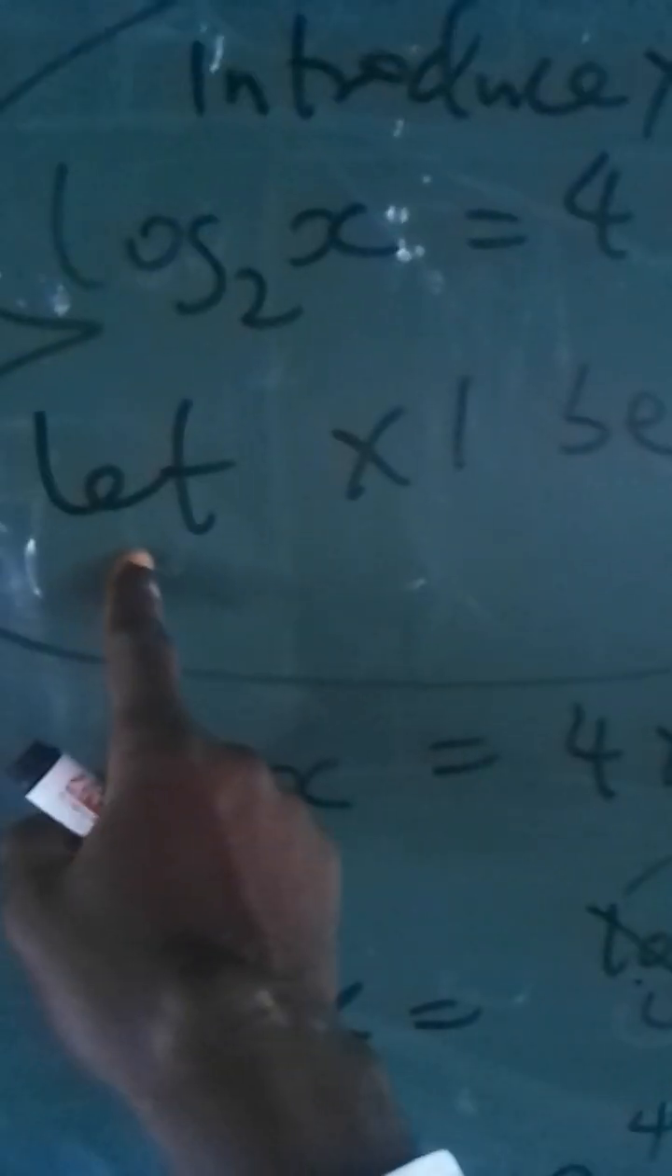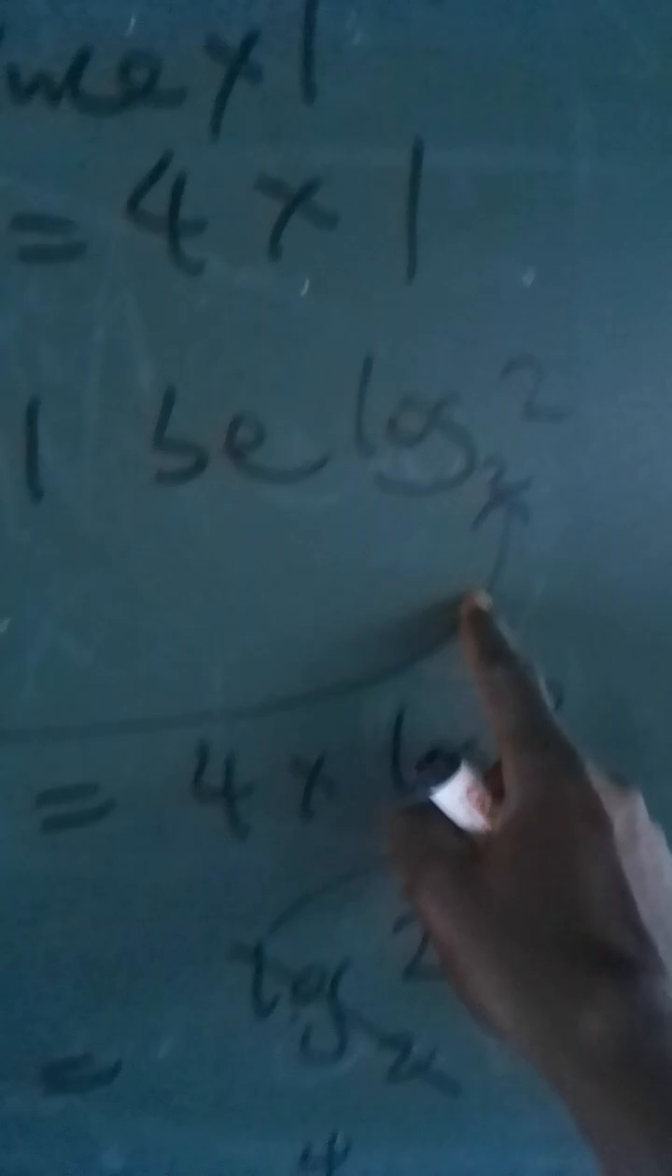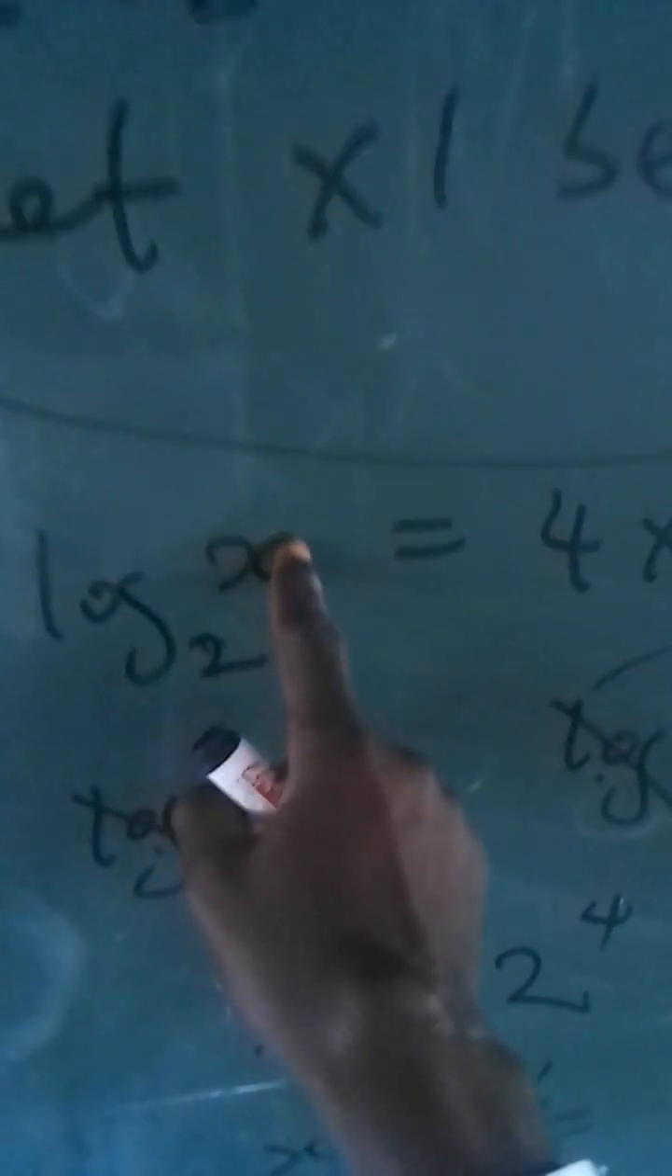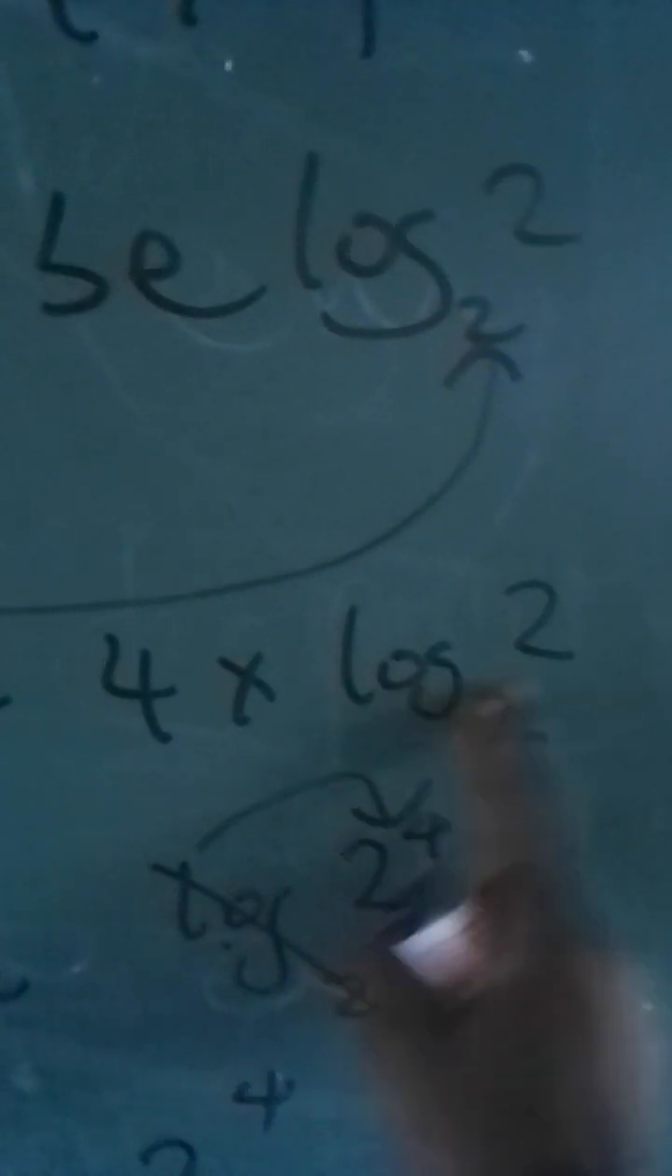Then on the other hand, look at this. This is a simpler example. Introduce times 1 on this place so that you can have your log. Then you have, let your times 1 be log 2 base 2. Then you have done that. Your log x base 2 gives you your 4 times log 2 base 2.